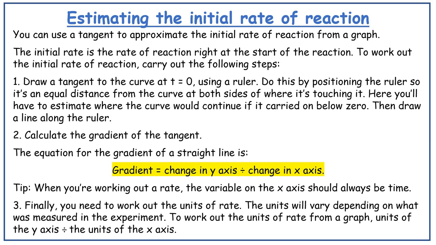And then you calculate the gradient of the tangent. The equation for the gradient of a straight line is change in y over change in x. When you're working out a rate, the variable on the x-axis should always be time. Finally, you need to work out the units of rate. This unit will vary depending on what was measured. To work out the units of rate from the graph, take the units of the y-axis divided by the units of the x-axis.